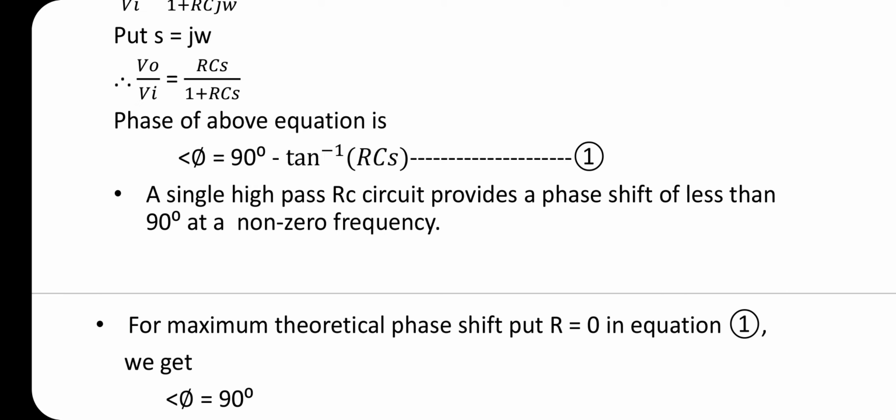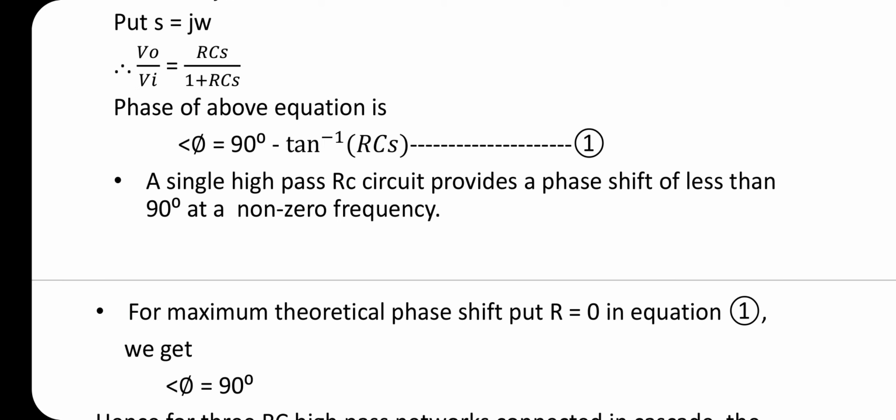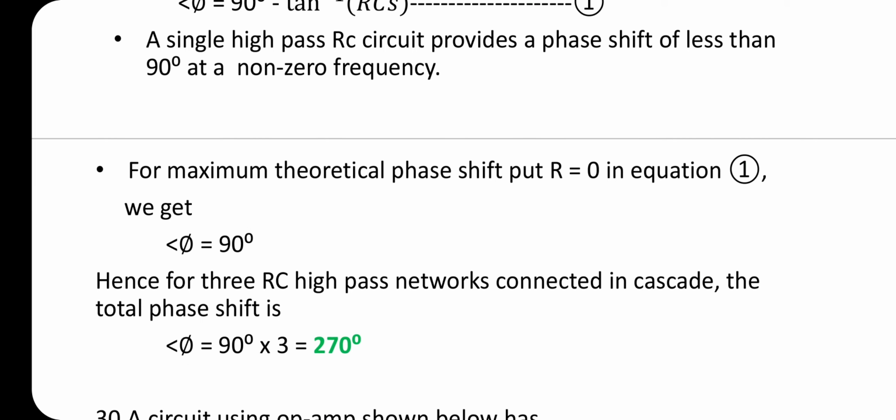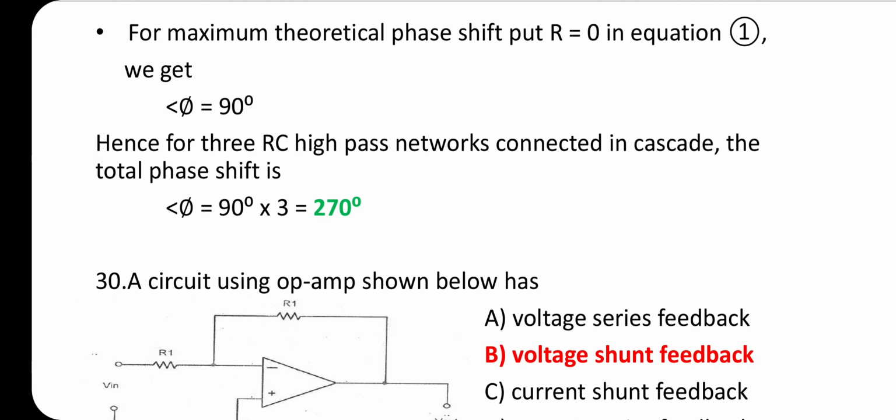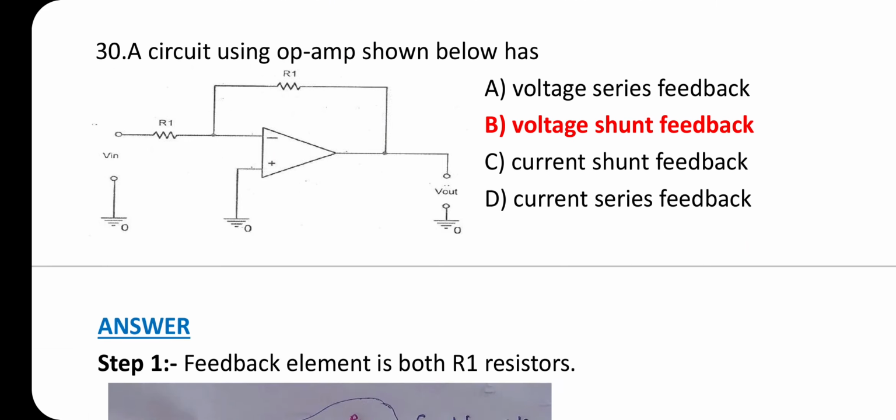A single high pass RC circuit provides a phase shift of less than 90 degree at a non-zero frequency. For maximum theoretical phase shift, put R equal to 0 in equation 1, we get angle phi equal to 90 degree. Hence, for the three RC high pass networks connected in cascade, the total phase shift is 90 degree into 3, that is 270 degree.